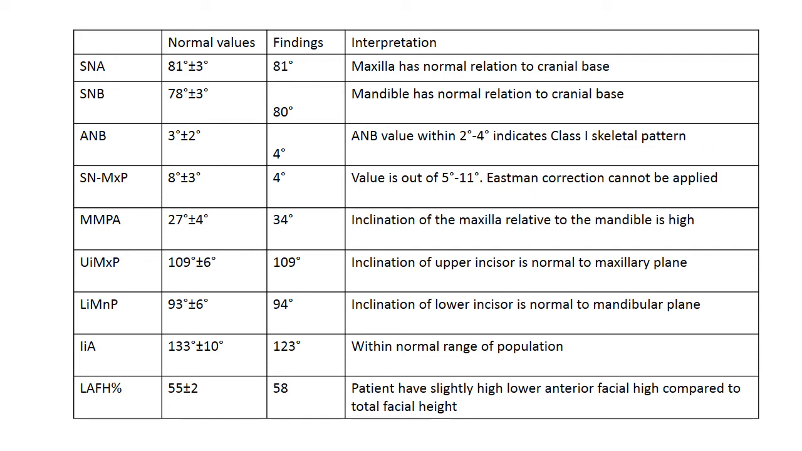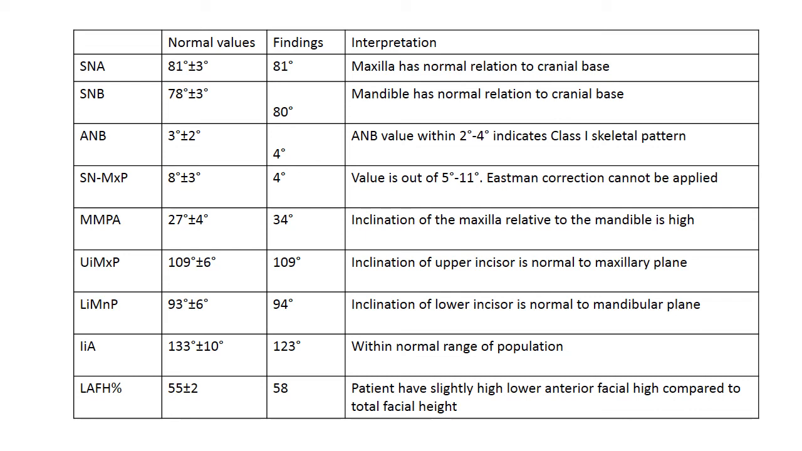And then the SNB value is 80 degrees, which means the mandible has a normal relation to the cranial base. The ANB value is within 2 to 4 degrees, and the finding is 4 degrees, which indicates a class 1 skeletal pattern. And then SN to MxP is 4 degrees, which is out of the 5 to 11 degree range, so Eastman correction cannot be applied.